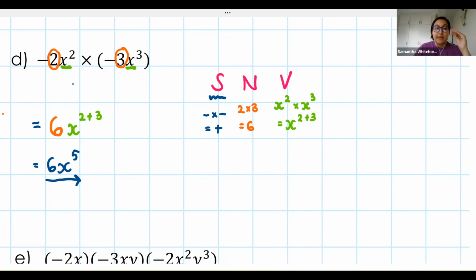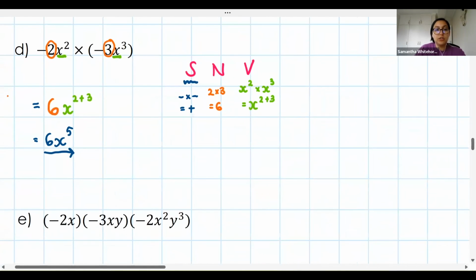So again, grade 8's SNV, so useful to us. Again, as you gain confidence and as you become more comfortable with this stuff, some of you will be able to look at this and say, cool, I know it's 6x to the power 5. But until you gain that confidence, do it step by step. Don't rush it. There is no need to rush it. Do it step by step. Make sure you're getting it correct.